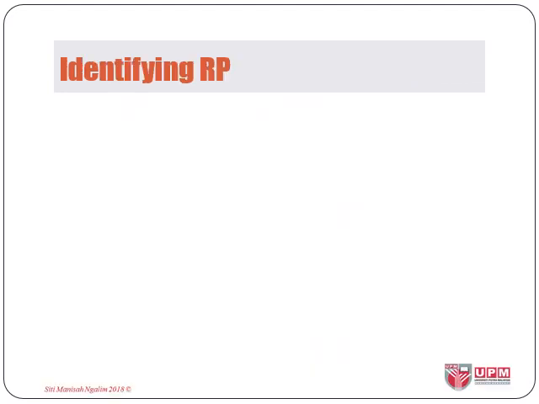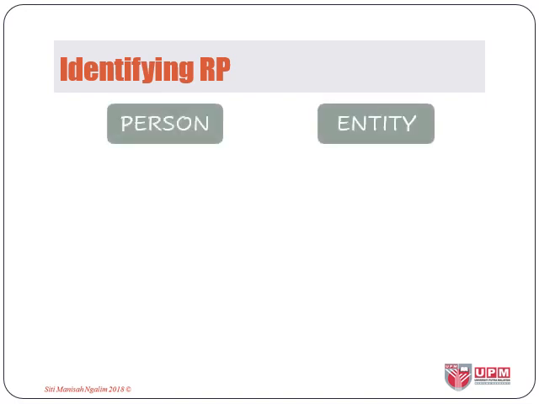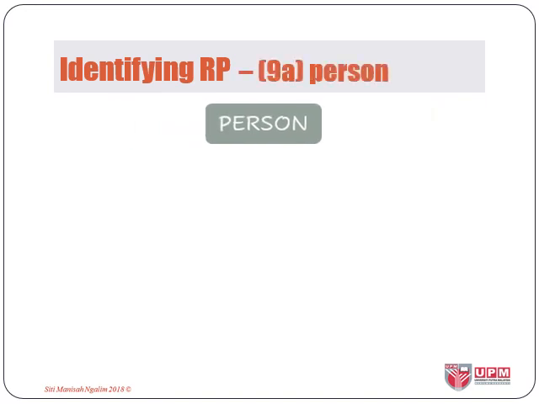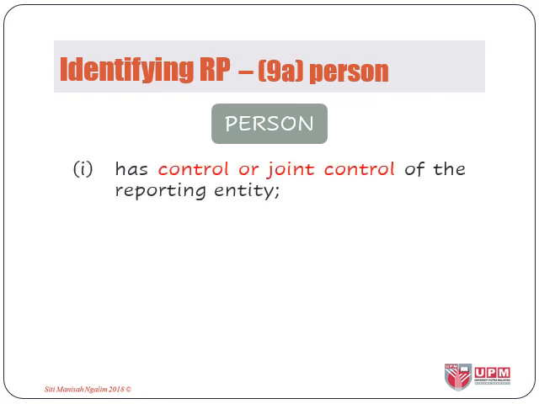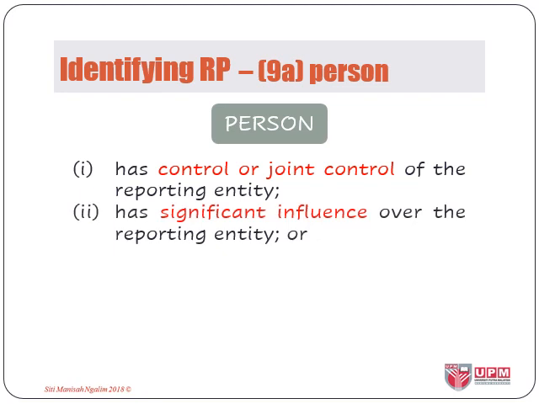Identifying related parties. We know that related parties can be either a person or an entity. Let's first talk about a person. A person is considered a related party to a reporting entity if that person has control or joint control of the reporting entity, meaning he or she may own 50% or more interest in the reporting entity or has control by other arrangement.